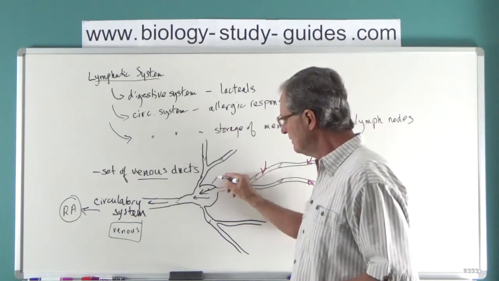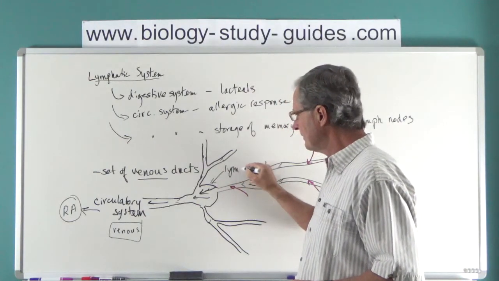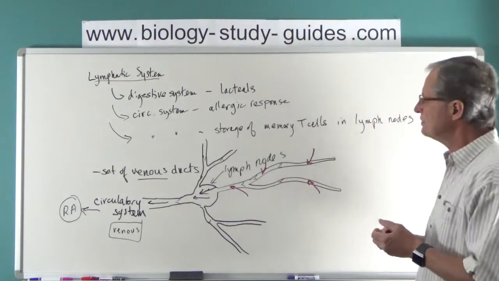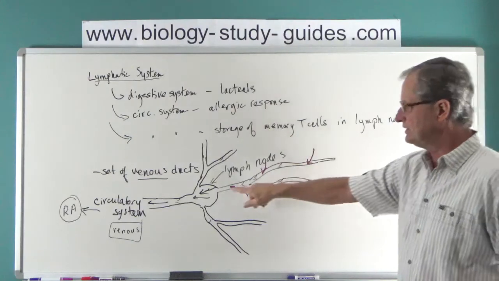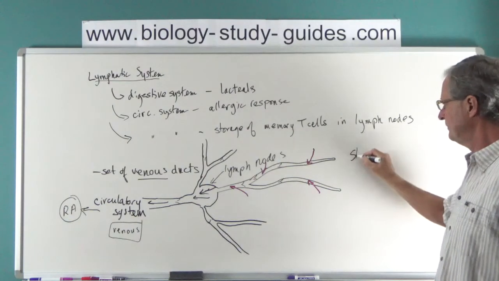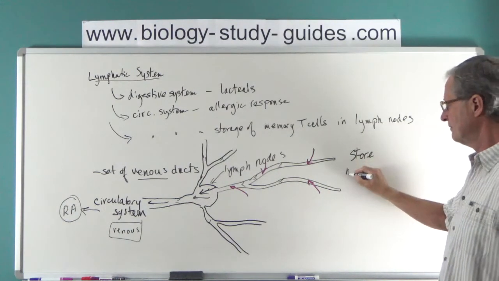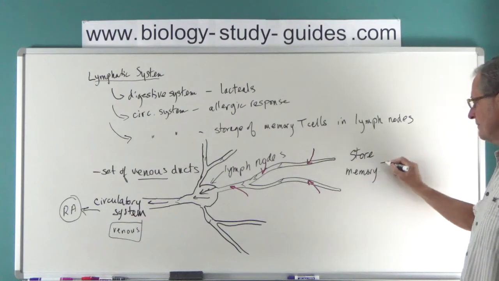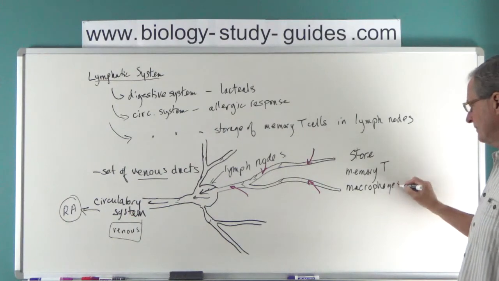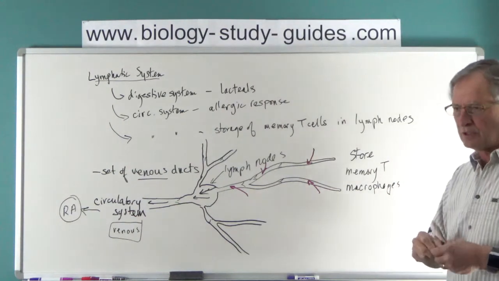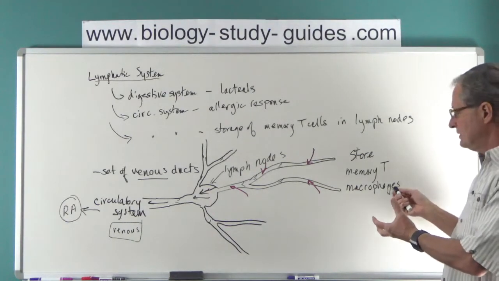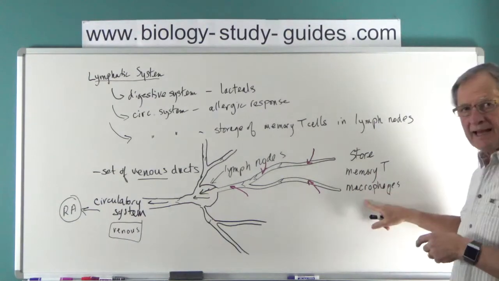These things here, lymph nodes. Lymph nodes store memory T cells. They also store macrophages. Macrophages are those very large phagocytic white blood cells that will take these things apart, and they're known as antigen presenting cells.